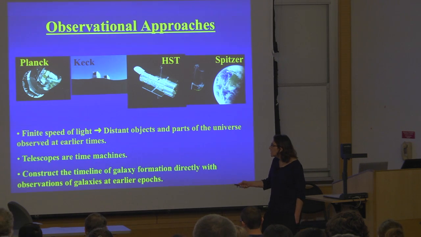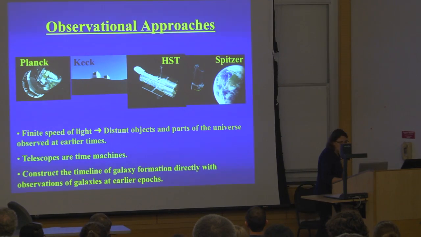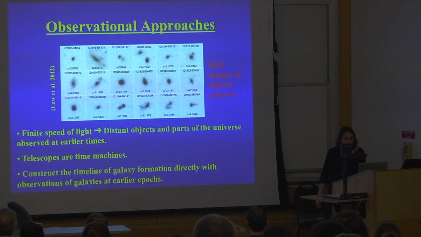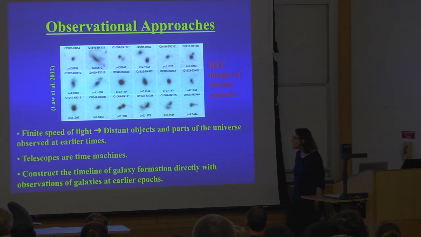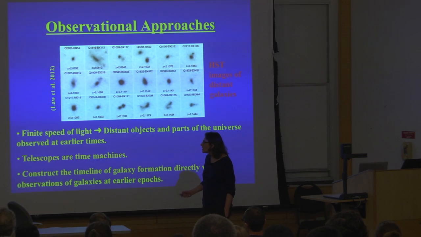And this is just an example of various different telescopes. Mainly today, we'll talk about observations with the Keck telescopes. Okay. You can see, for example, here are some images of galaxies taken with the Hubble Space Telescope. So these are images of galaxies as they existed maybe 10 billion years ago.